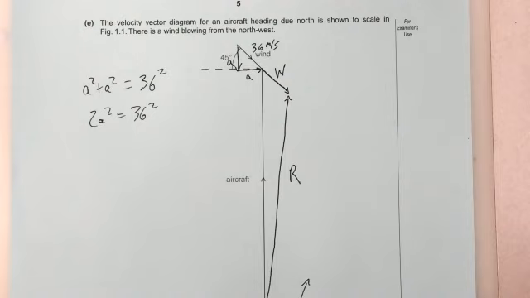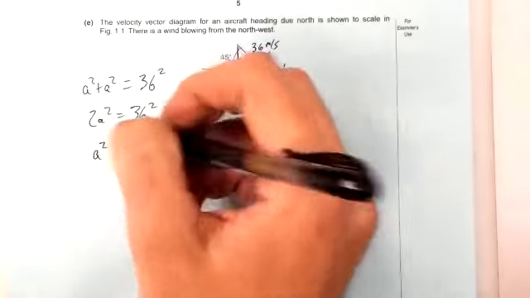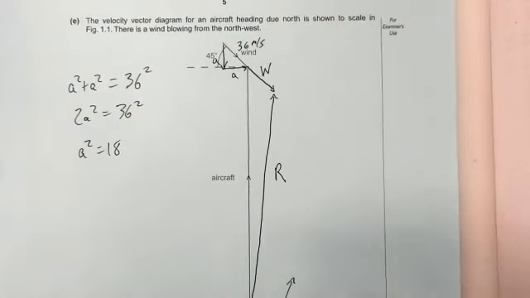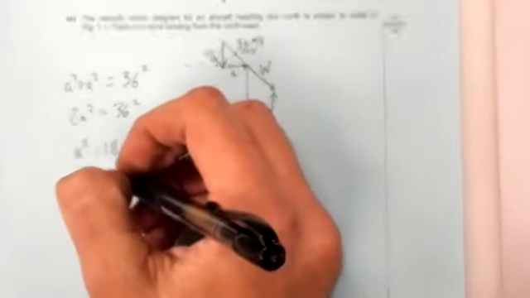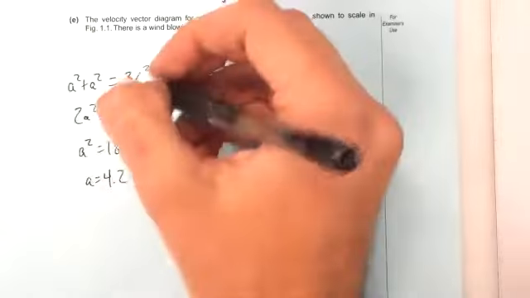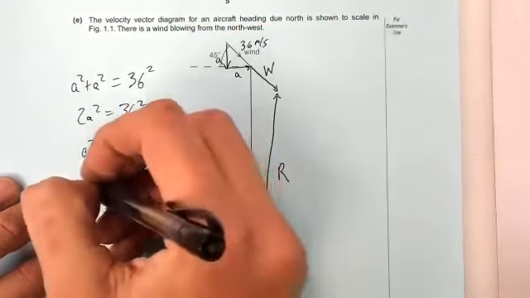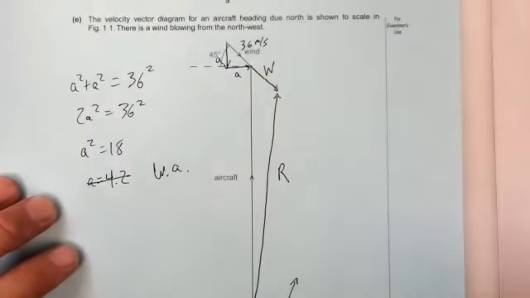Calculating machine nearby. I guess a good step is a squared equals 18. And then we want the square root of 18. So a equals 4.2. I guess I need to take the square of that. That's not right.